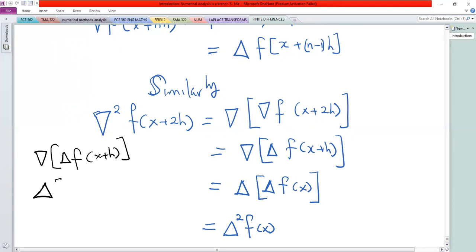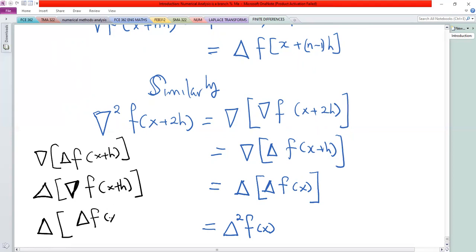forward of backward of f of x plus h. So it's the same as forward of, now backward of f of x plus h is given by forward of f of x. So that's why we are moving from this step to this step. So you simply commute these two operators, so these two operators commute. So that's why we have from this point to this point here.